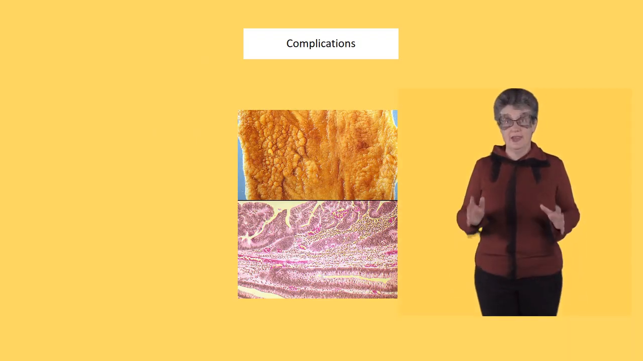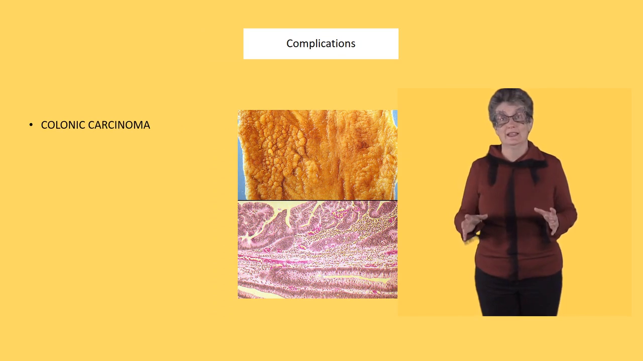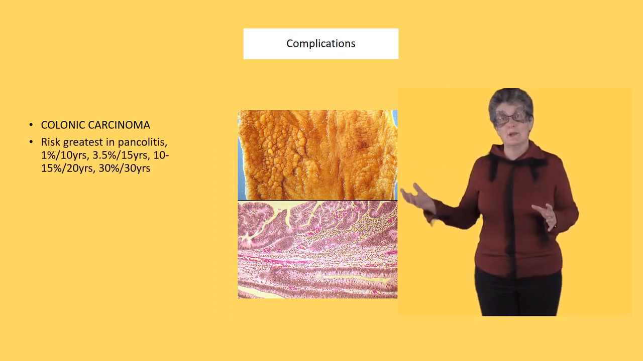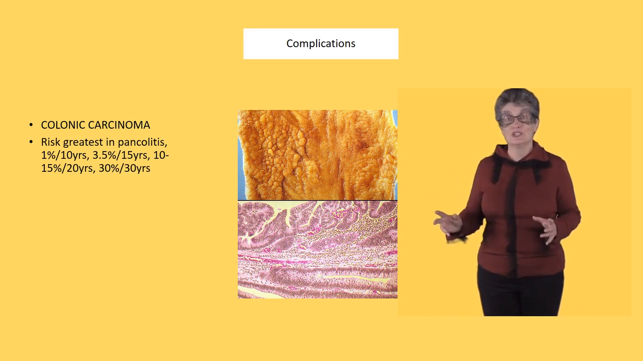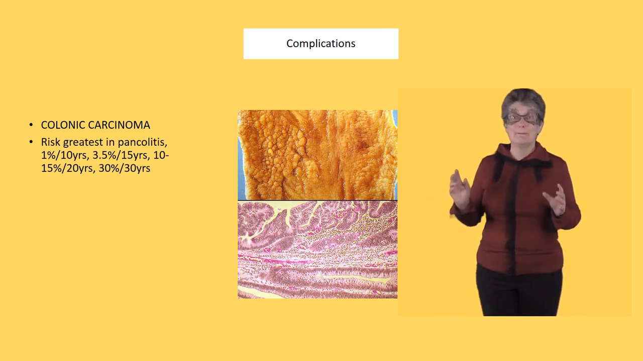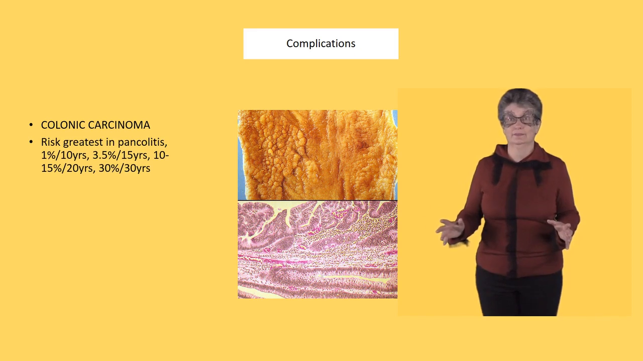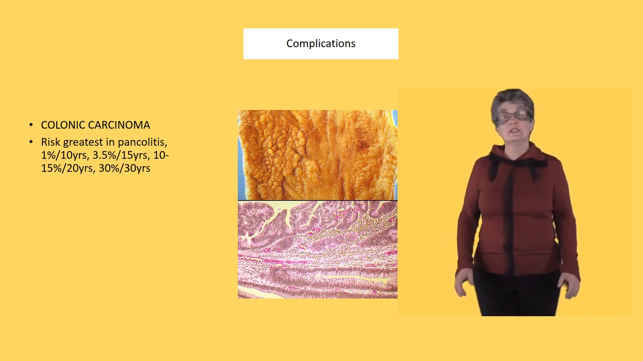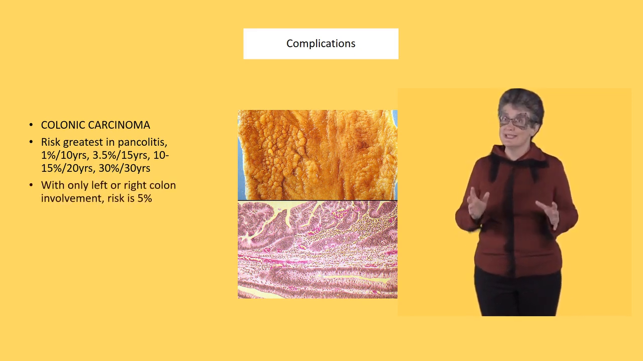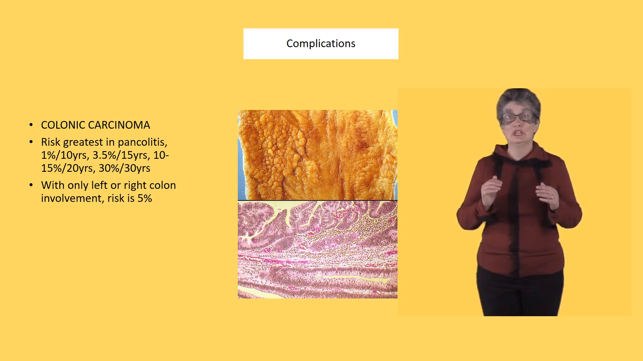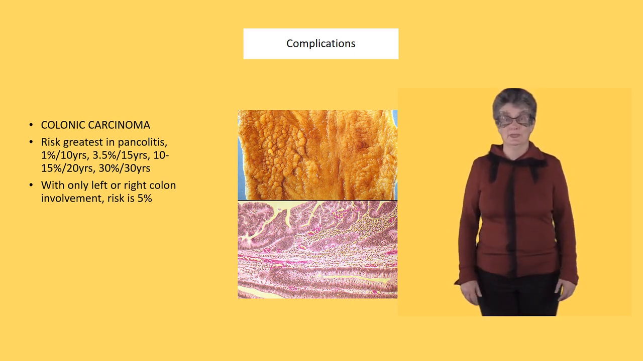The most feared complication of ulcerative colitis is colonic carcinoma, and this is greatest in pancolitis. Approximately 30% of people will develop colonic carcinoma with long-standing pancolitis. Where there's minimal involvement, just the left colon for example, the risk is much lower, only about 5%, and it's even lower with rectal involvement.